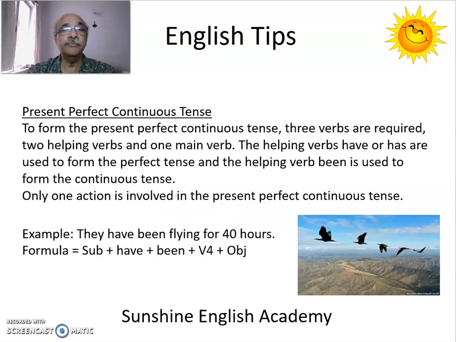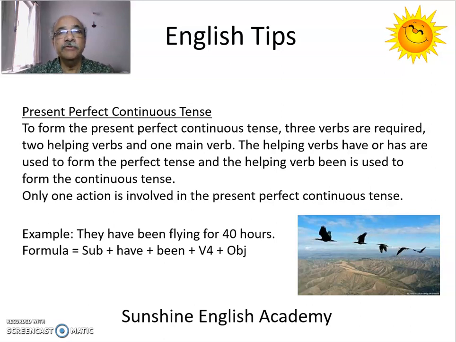To form the present perfect continuous tense, three verbs are required, two helping verbs and one main verb. The first helping verb is either have or has. Remember, we need the have verb to form perfect tenses. If it is the present perfect tense, then we need either have or has. And if it is past perfect, we need had.